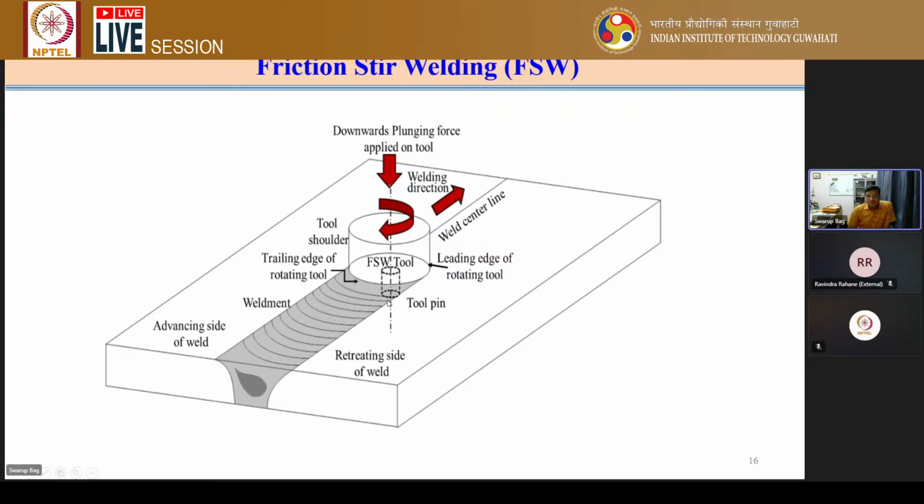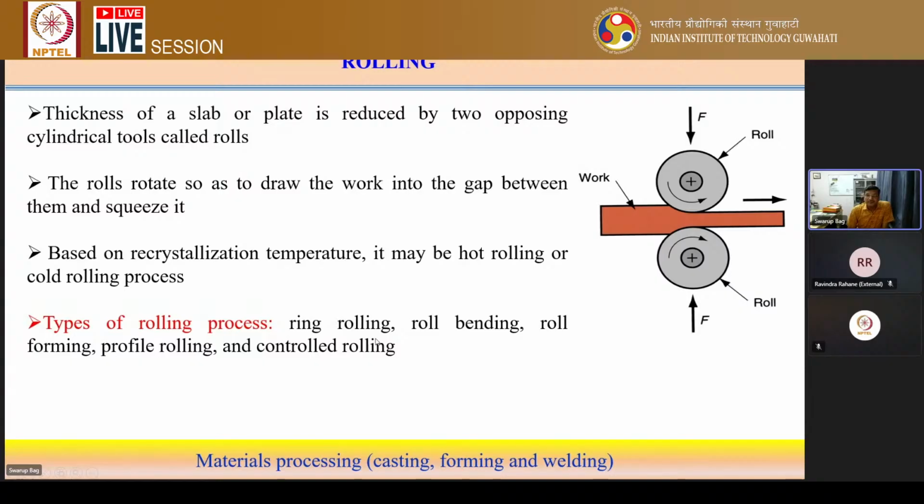Here, the hardness of the FSW tool is much higher compared to the workpiece material, so the wear of the tool might not be very high in this particular case.